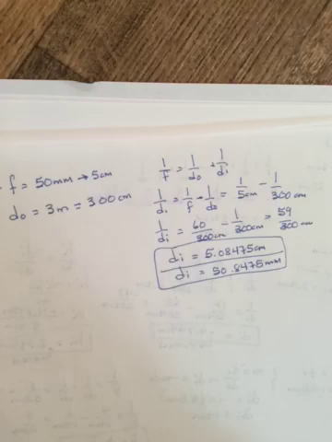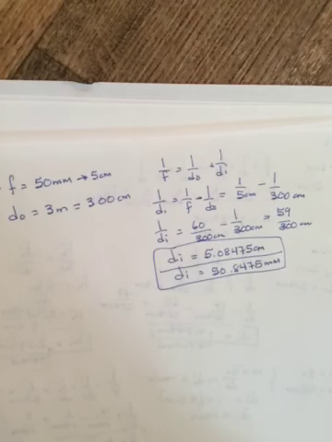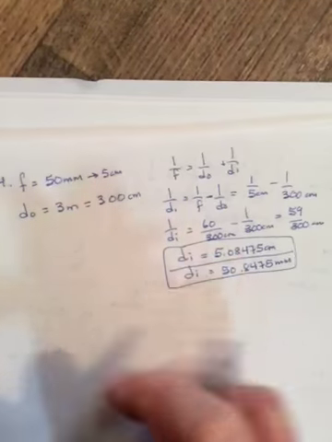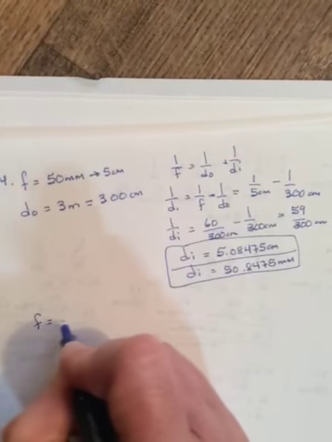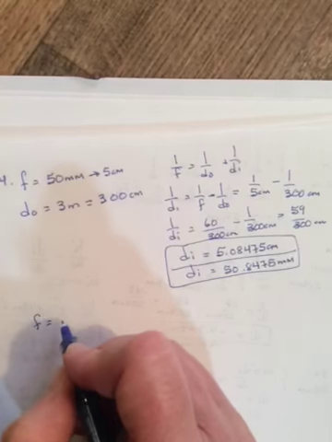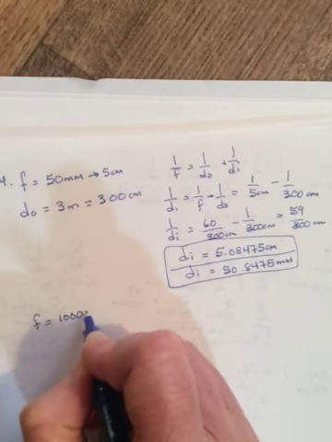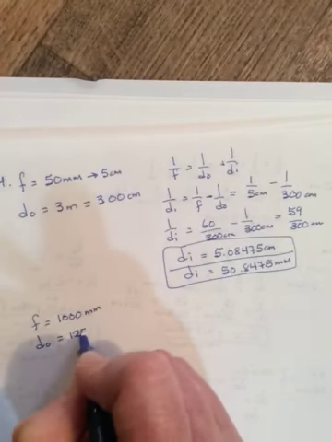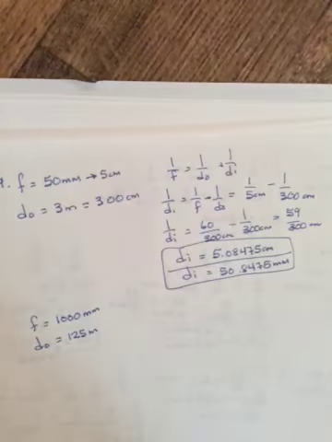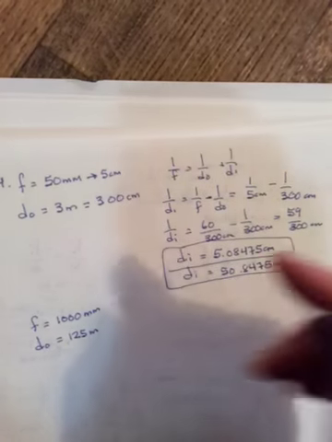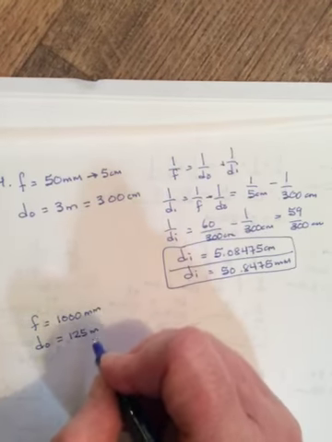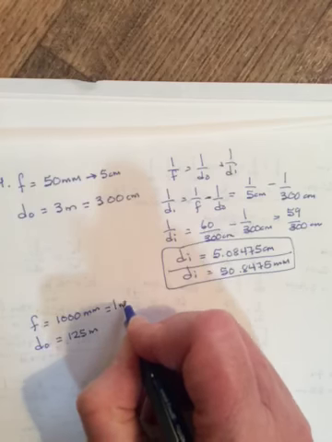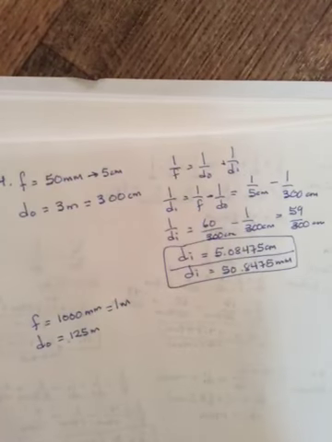A 1,000 millimeter lens is focused on an object 125 meters away. Locate the position. So this time, f is 1,000 millimeters, and the object is 125 meters. Okay, these numbers are going to be messy no matter which way we do it. I'd probably switch this to meters. 1,000 millimeters is 1 meter, right?